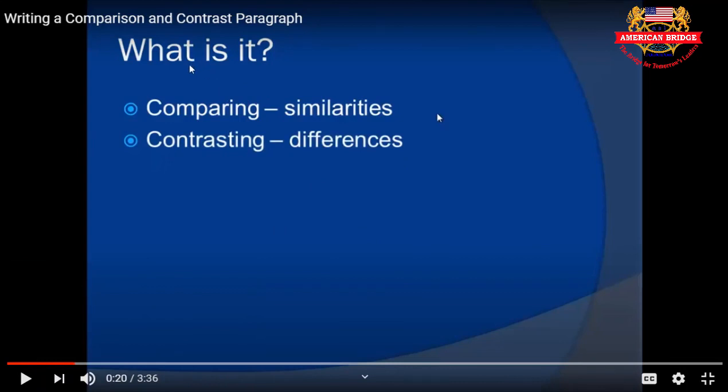Again, everyone, if we compare, comparing means we do the similarity. If we do the contrasting, it means the differences.